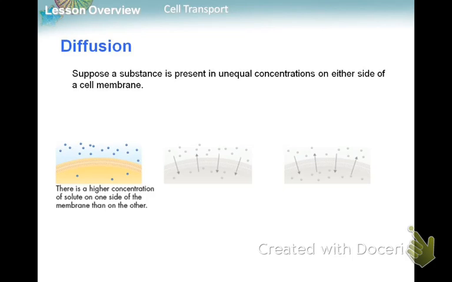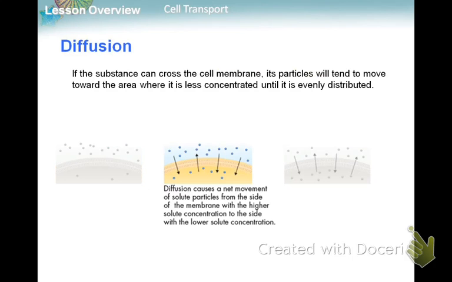Here's a visual example. In this case, the substance is the little blue dots. It's present in unequal concentrations on either side. So there's a higher concentration outside the cell membrane than inside. The overall movement of the particles then will move into the cell membrane.